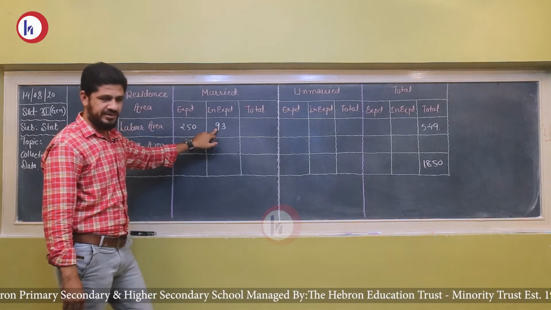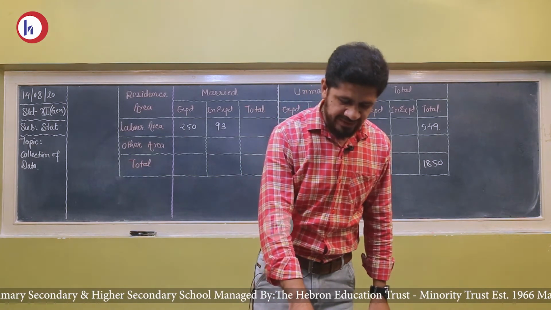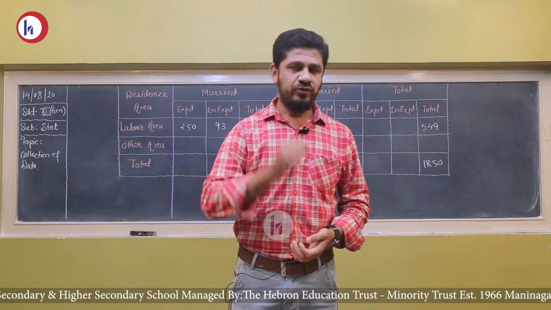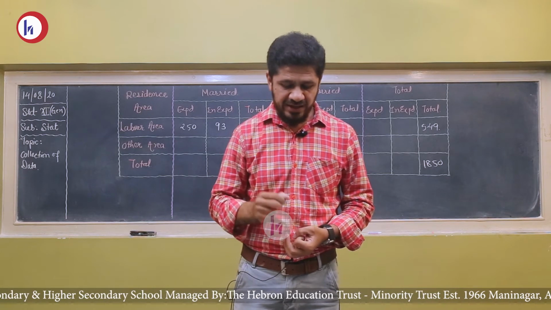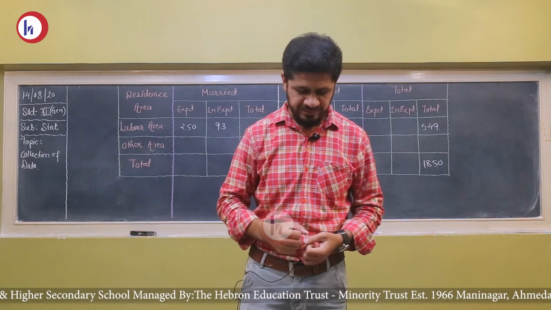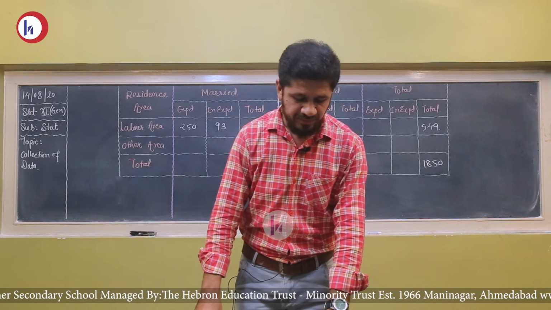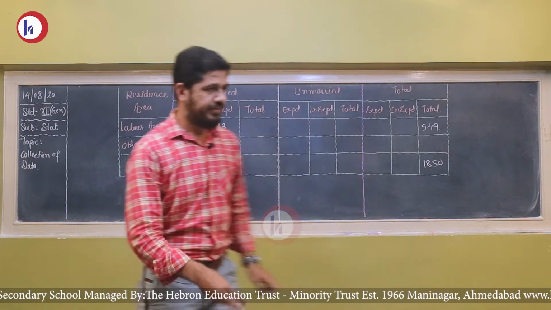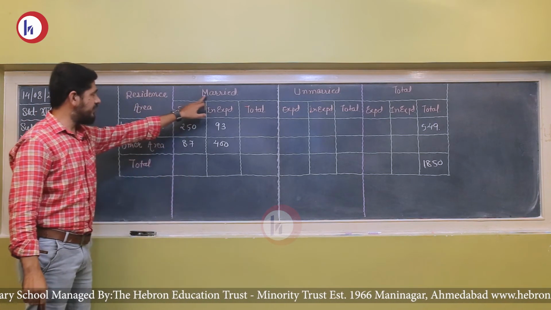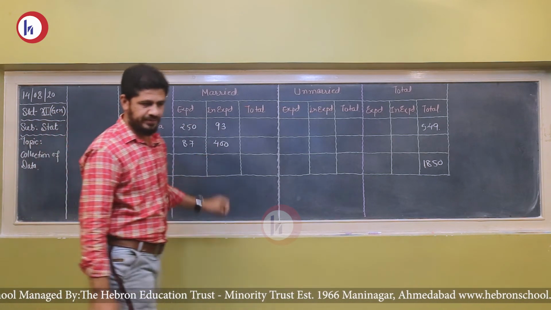So 250 and 93. The number of experienced and inexperienced women from other area were 87 and 400 respectively. Friends, you can see there is a comma and not a full stop. So the sentence starts like that, out of total married. So still we are talking about the married women. So number of experienced and inexperienced from other area, 87 and 400. The married women who live in other area, experienced 87, inexperienced 400.